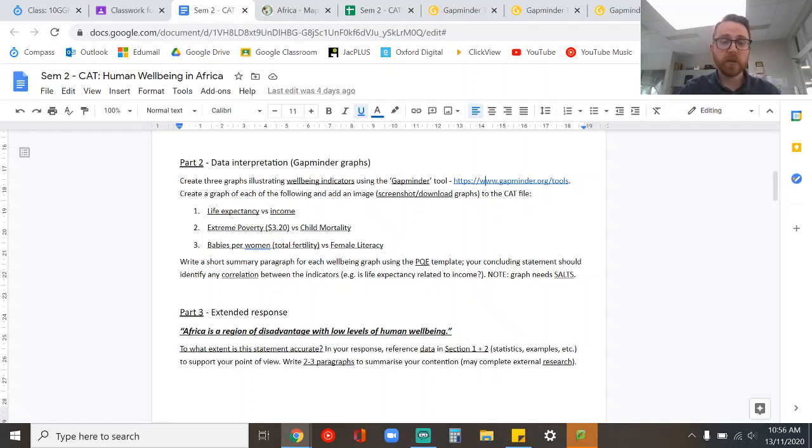So what is the connection between life expectancy or health and income and wealth? What is the connection between extreme poverty, so people who are living off $3.20 a day, versus child mortality? What is the connection between the amount of children that a woman has versus her literacy, her education? So you're going to find those 3 graphs using Gapminder tools.